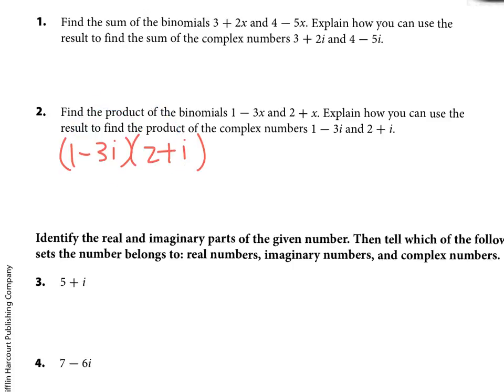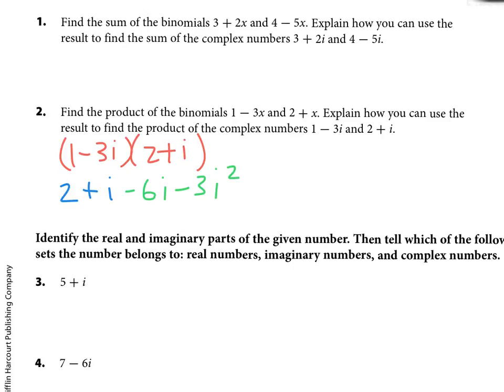So the blue, we got 1 times 2, which is 2, and then 1 times i, which is just i. Switching over to green, we got a negative 3i times 2, which is negative 6i, and then a negative 3i times i, which is negative 3i squared. So in order to move forward now, we have to remember all of the powers of i, like i to the first, i to the second, i to the third, and i to the fourth, and what we did with all of those, and the whole clock thing that we talked about, or using it on the calculator where you use the i button.